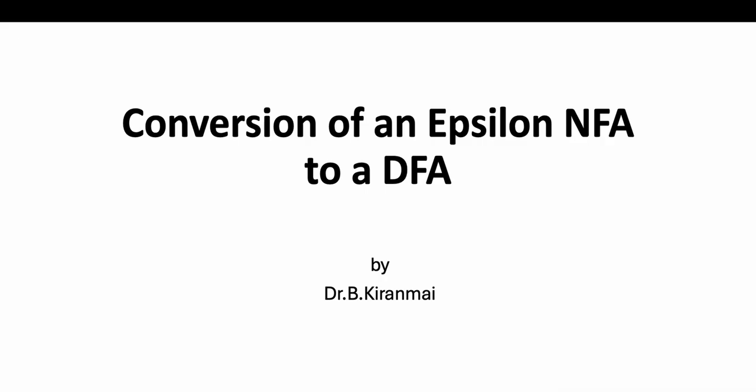I'm going to discuss the conversion of an epsilon NFA to a DFA. Basically, we have a method where we can convert a given NFA with epsilon to a DFA. We have seen that from a given NFA with epsilon we can convert to an NFA. Now, instead of converting into an NFA and then to a DFA, we can directly convert a given NFA with epsilon to a DFA. So let's look at the procedure.